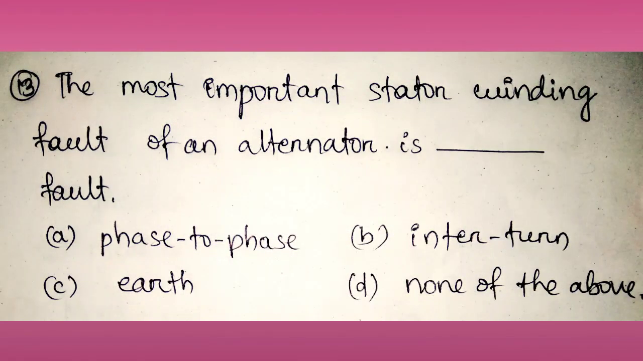Question number 13. The most important stator winding fault of an alternator is dash fault. Option A phase to phase fault, option B interturn fault, option C earth fault, and option D none of the above. The most important stator winding fault of an alternator is earth fault. Hence, the correct answer is option C, earth.